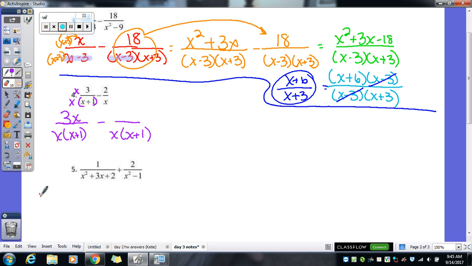What would we have to multiply the second fraction times? The x plus 1. So that becomes 2x plus 2 is our numerator there. So now again, this one's a subtraction, so I'm going to distribute out my subtraction sign so I remember to subtract both parts of it. So 3x minus 2x gives me x. And then I get a minus 2. And then I keep my denominator of x times x plus 1.